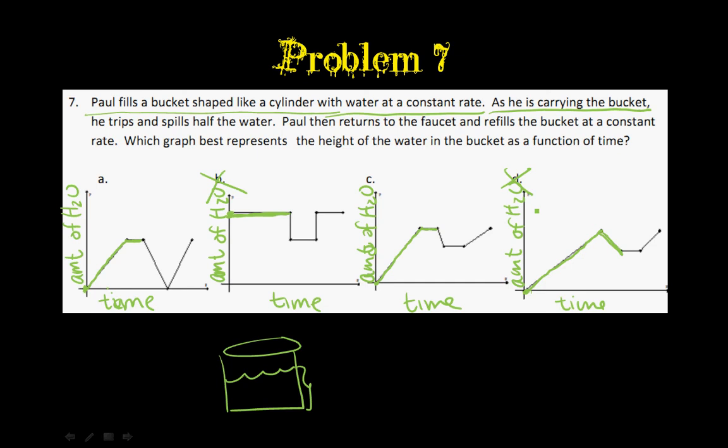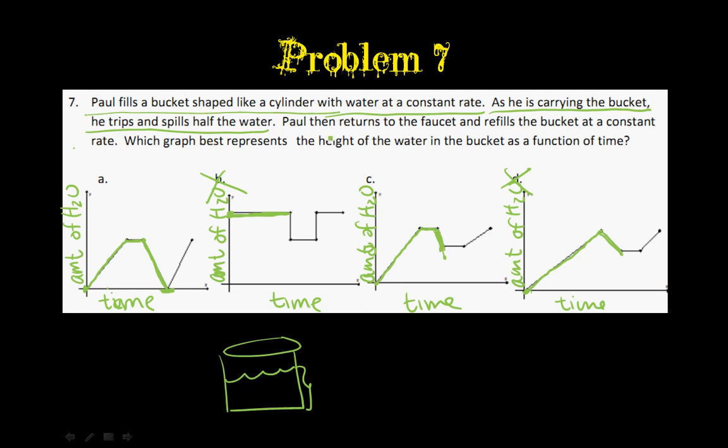Okay, so then the next clue is he trips and spills half the water. Well, if you look at this first one, here's him tripping and here's him spilling, but he spills all the water in this example because it goes all the way back to having 0 water. This one is approximately half, and I think actually maybe it should go a little farther down, but that's okay. This is the closest one so far because it goes down halfway.